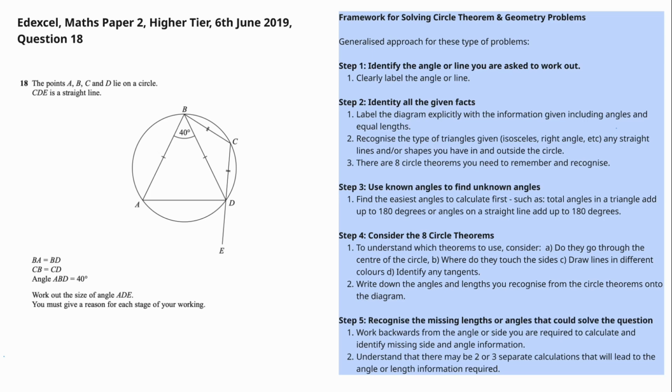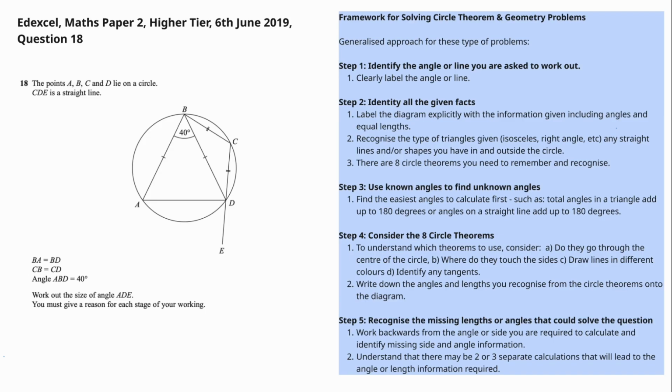Hi there and welcome to another Framework GCSE Maths video where we're looking at the higher tier Edexcel Maths Paper 2, June 2019, question 18, which is a combination of understanding geometry inside a circle and circle theorems. Most students find circle theorems difficult to recognize, and I have another more detailed video just on this topic.